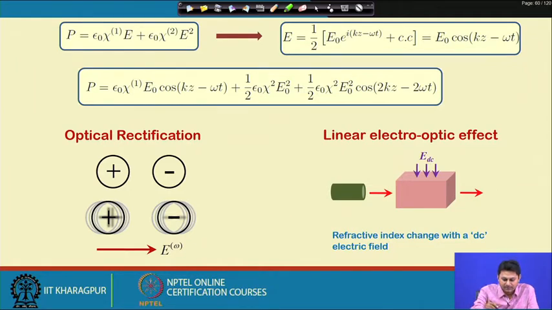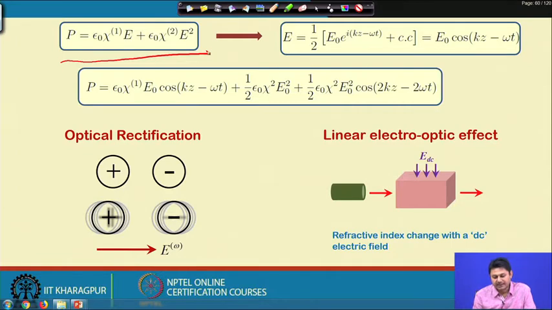Let me give you some review. This was our total polarization: P equals epsilon 0 chi 1 E plus epsilon 0 chi 2 E square. Now, E was represented in terms of a complex quantity, which is E 0 e to the power of i (k z minus omega t), but we know that E is essentially a real quantity because the electric field has to be real.